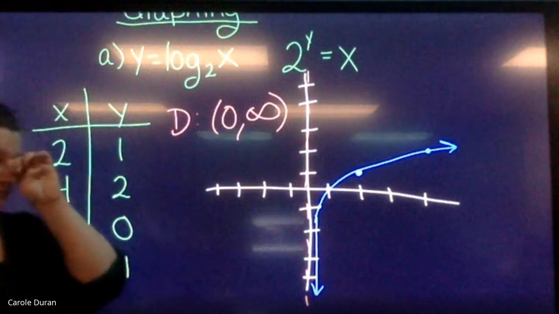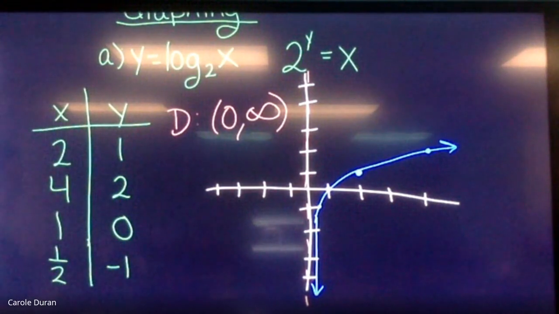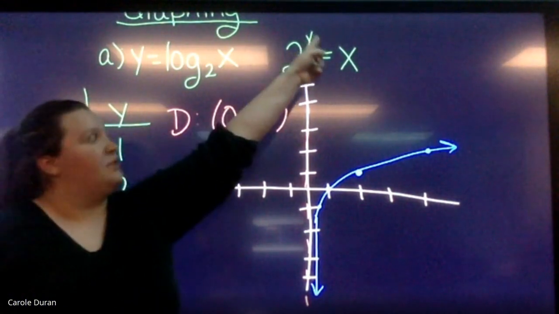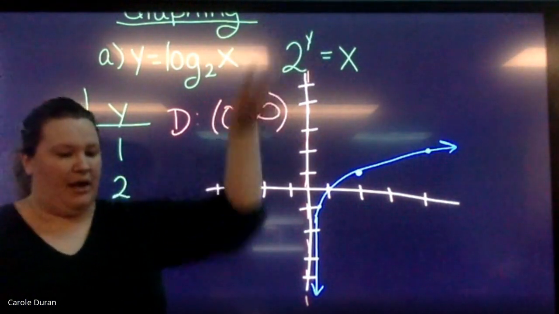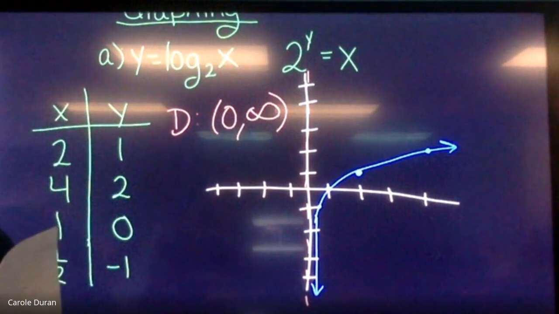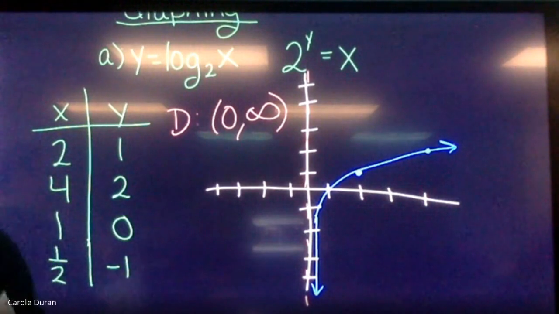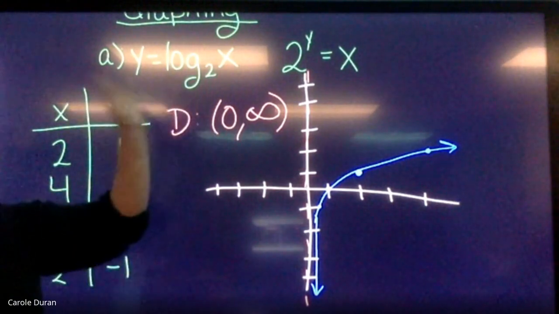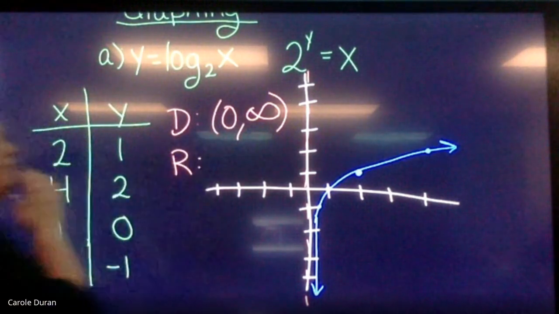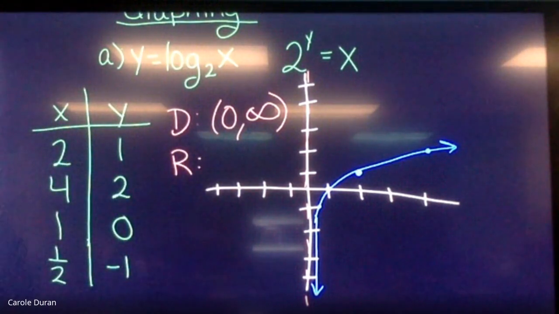Yes, ma'am. How do you determine that? It will always be at 0 unless I have some addition or subtraction happening in the exponent. Actually, it would be addition or subtraction with the x, but that's okay. I'll show you an example where that would happen. What's our range then for this function? So that's my y values, up and down.